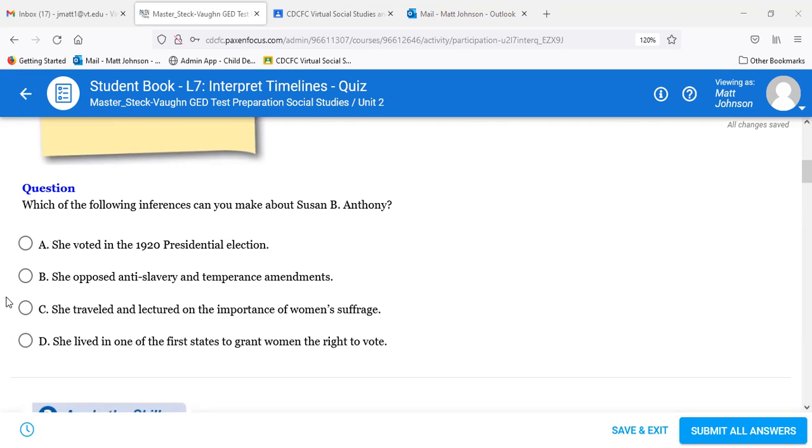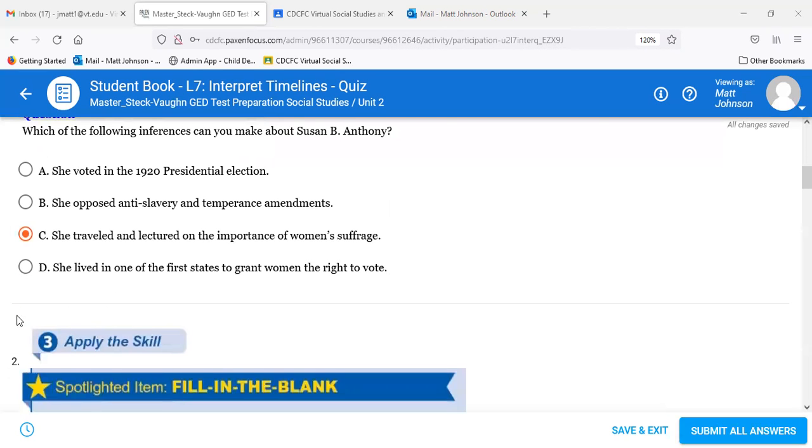Yep. C as in cat, right? So you can make that inference knowing that she was a leader in the women's suffrage movement. And that it really details it. We could kind of assume that she probably voted in the 1920 presidential election. I'm not sure which state she was actually from, so she may have actually voted before that, though. So you can't really make that assertion, not getting the information of where she's from. But certainly, we could definitely say that she, as a leader in the suffrage movement, was traveling and lecturing on the importance of women's right to vote.